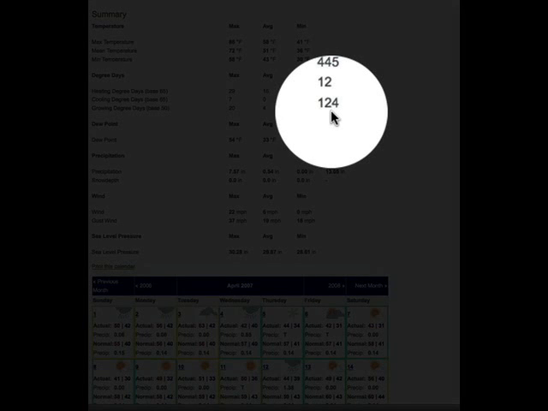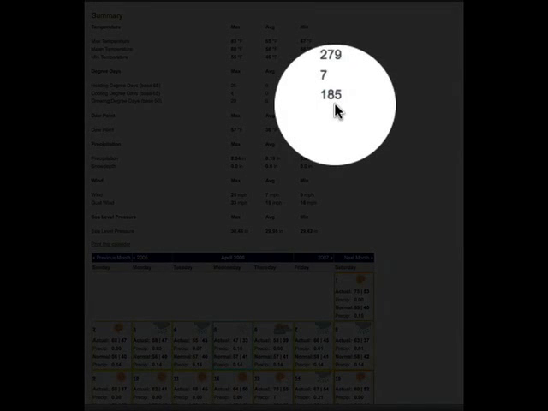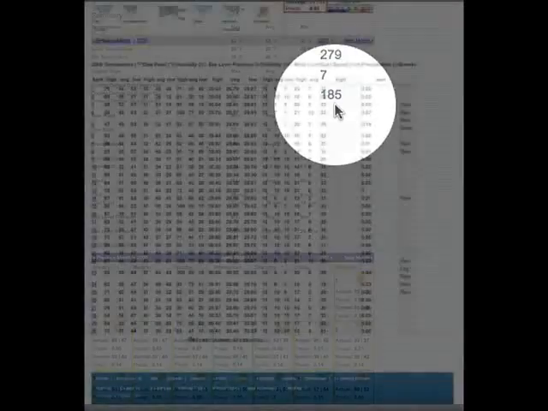Note that there's an accumulation of 124 growing degree days at base 50 for the month of April. But for the same month in the previous year, there were 185 growing degree days accumulated in April. This explains why Poa seed heads showed up earlier in this year than they did in the next year, which had only 124 degree days for April.